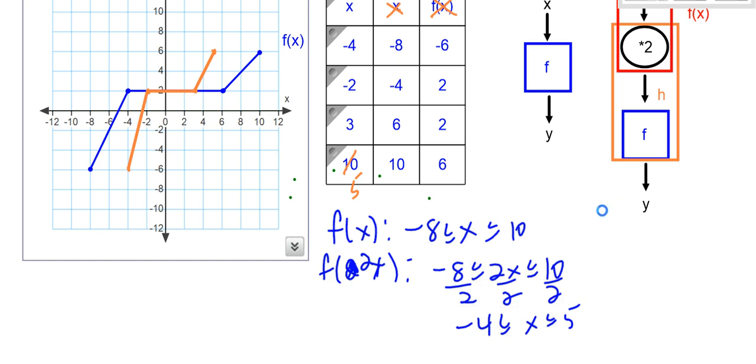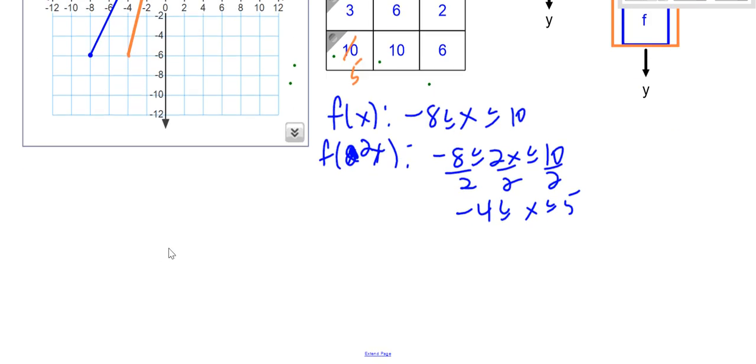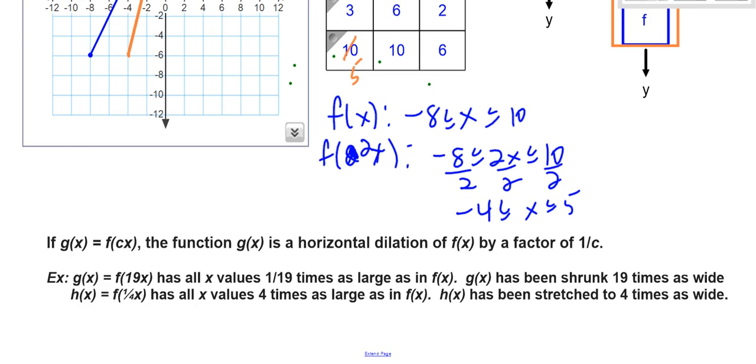So this, again, while counterintuitive, should be kind of familiar to you because this is not the first time you've heard about a horizontal translation. So to summarize, if g of x is f of c times x, the function g of x is a horizontal dilation of f of x by a factor of 1 over c, not of c. So some examples: if g of x is f of 19x, then it has all x values 1/19 times as large as f of x. g of x has been shrunk to 1/19 times as wide.